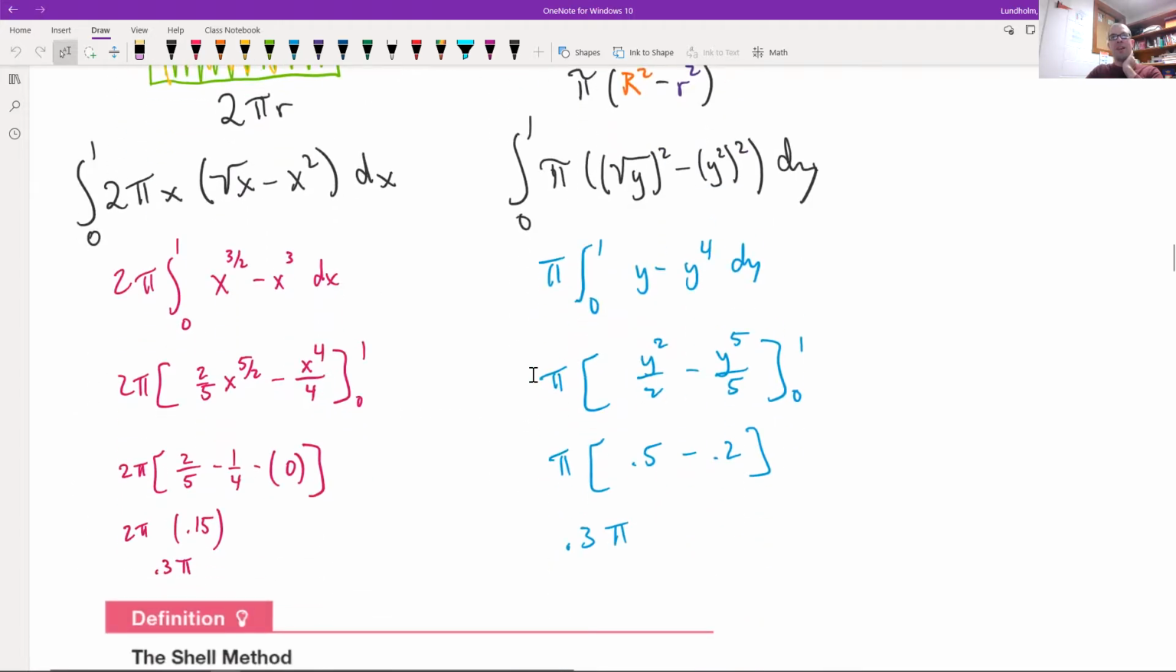And as you go along, the square root of squared works out really nicely there. And eventually you get to the same answer of 3/10 times pi.